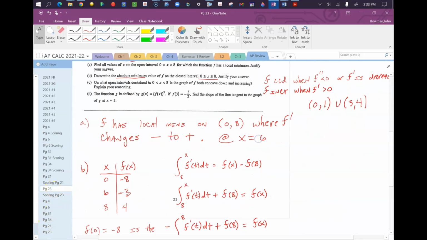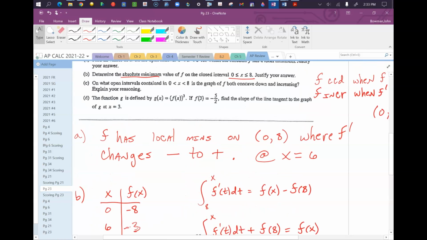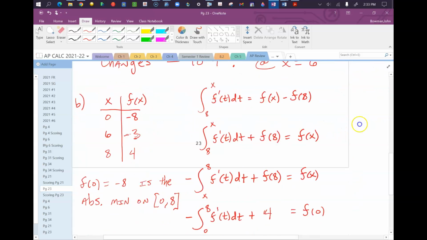And then finally, the last part says, the function g is defined by g of x equals f of x to the third. If f of 3 is equal to negative 5 halves, find the slope of the tangent line to the graph of g at x equals 3. All we have to do is find the slope of the tangent line to g at x equals 3. So literally, we just have to find g prime of 3.